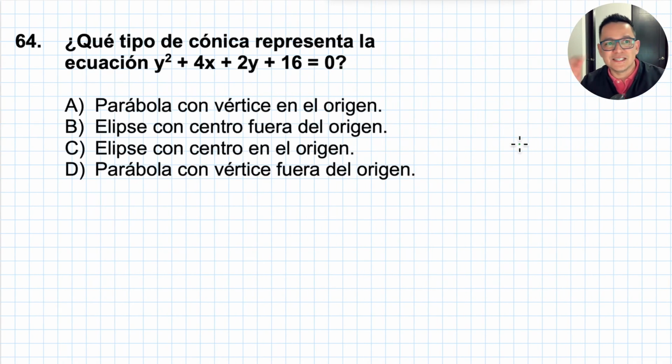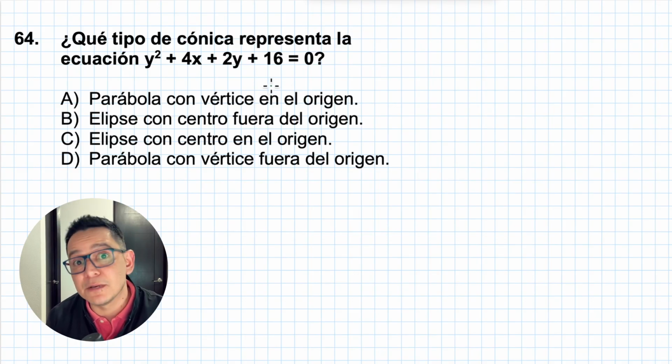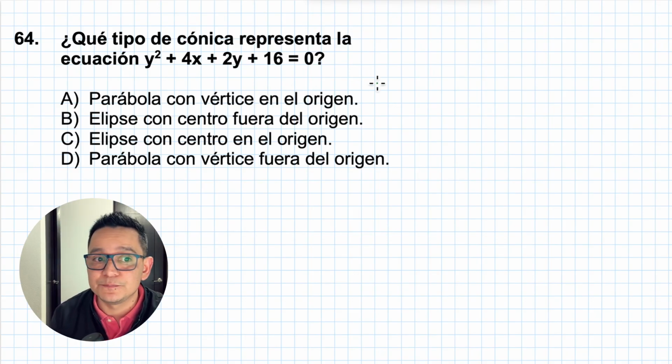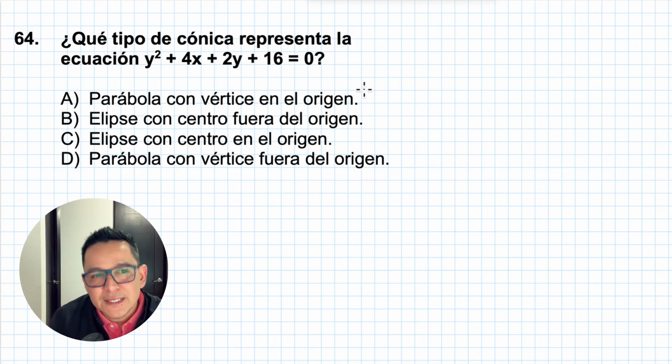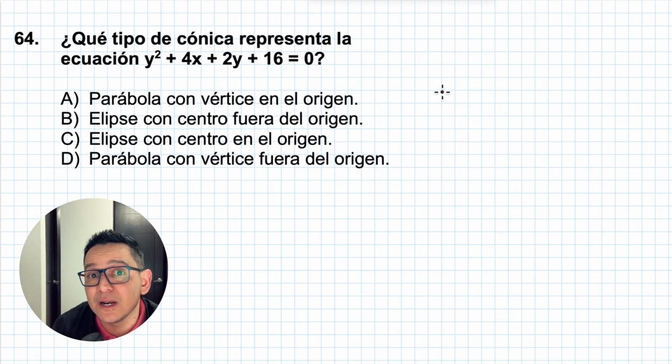Last question, it says, what type of conic does the equation represent? y squared plus 4x plus 2y plus 16 equals 0. Let's see. I want you to look at a few things here, because we're going to start to rule things out. Parabola with vertex at the origin? No. Why do we know it's not a parabola with vertex at the origin? Simply because of its form.